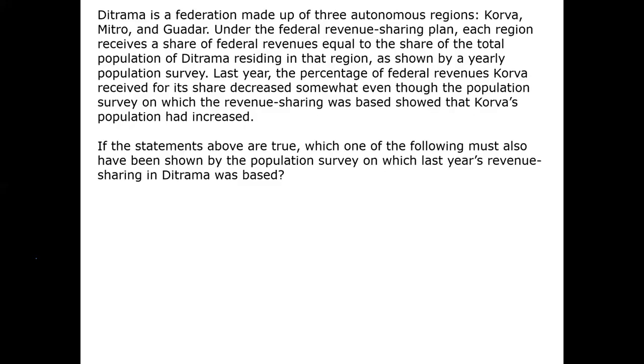Let's first understand this. Now, Mr. Jay, since you were looking for options, I would see if you can volunteer to explain what the argument is saying. Very nice. There's a country, Ditrama, which has how many states? 3 states. Which are those 3 states? Korva, Metro, and Gwadar. Excellent. Go ahead.